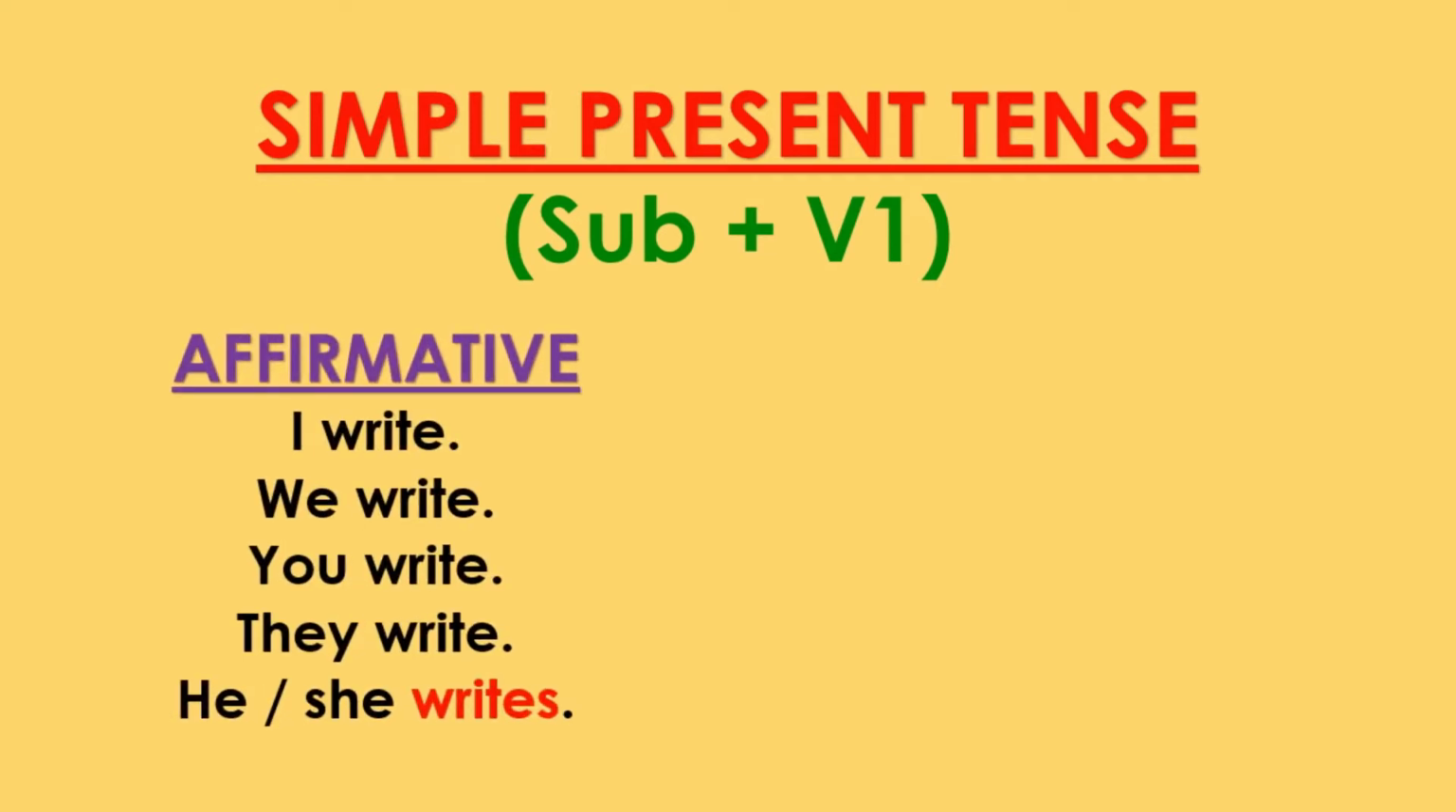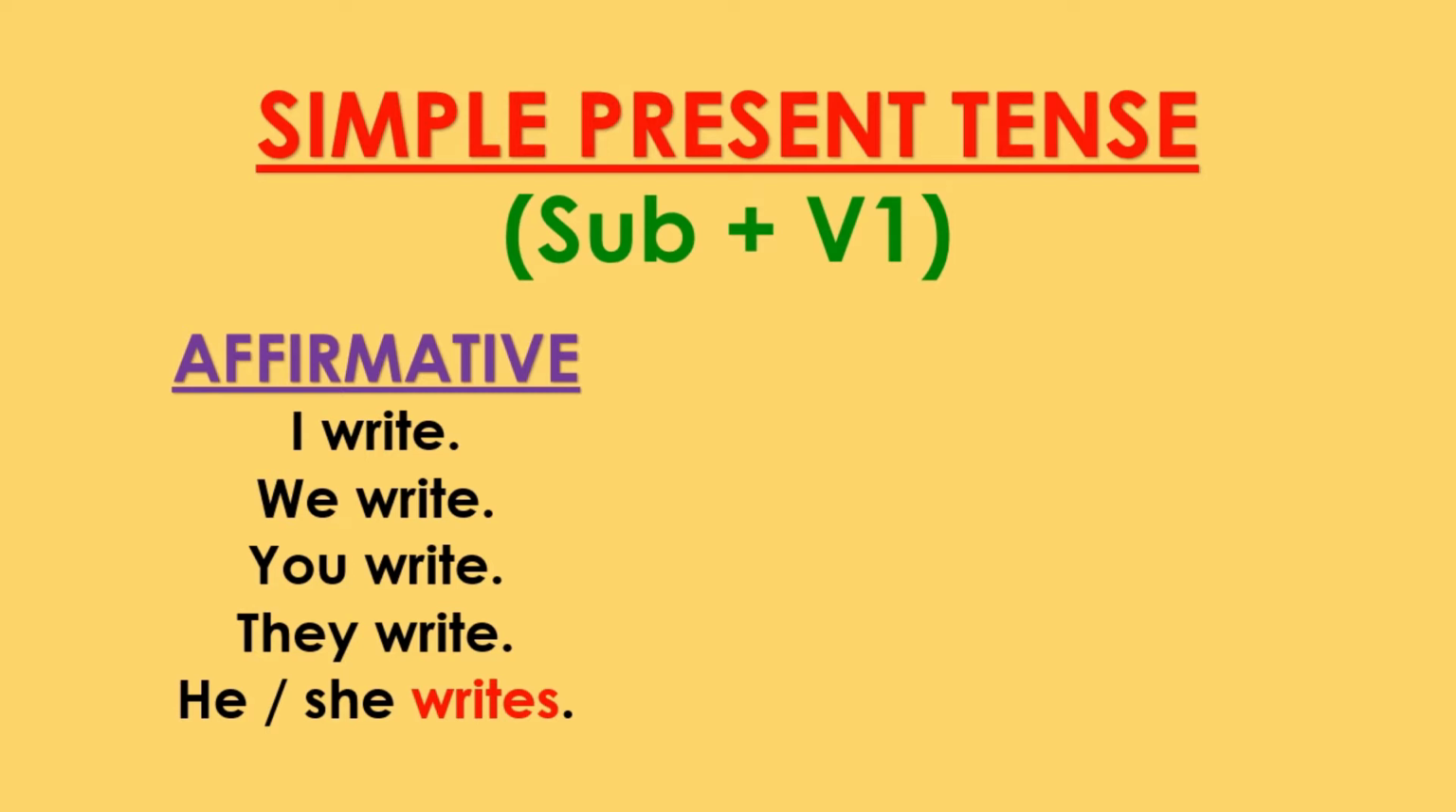In affirmative, it is I write. Here I is the subject, followed by the first form of the verb. Now we all know that the three forms of the verb write are write, wrote, written. Therefore, the first form is write, which will come immediately after the subject. And the subject is here first person singular number.